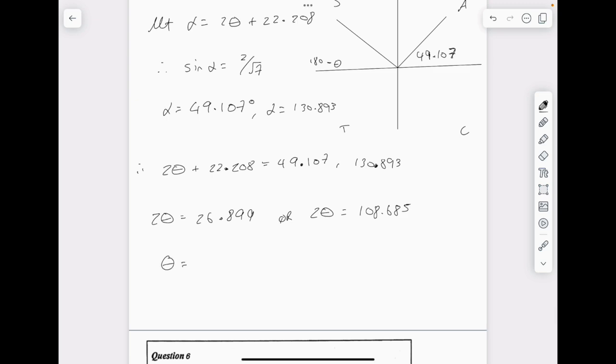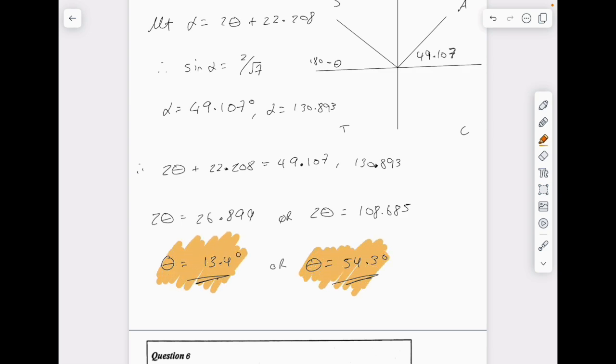And then from here we could just say, fine, in that case, 13.4 can be the first angle, and 54.3 is going to be the second angle. These are going to be your final answers.